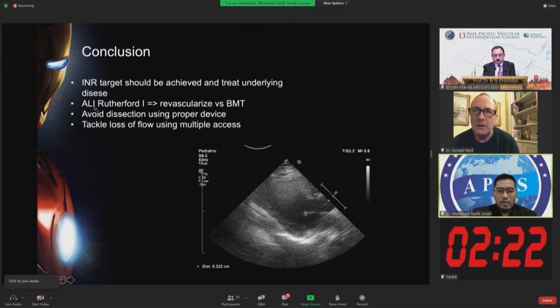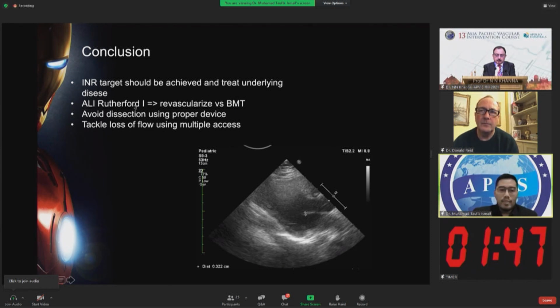And the second take-home message, for early Rutherford 1, I think we have to consider whether we should revascularize or just give basic medical treatment. Because we can see from the ESVS 2020 guideline, there is no place for revascularization in early Rutherford A. But in this patient, because the etiology is infective endocarditis, we chose to perform revascularization to reduce the risk of aneurysm of the artery next time, if any thrombosis or septic emboli is left in the artery.